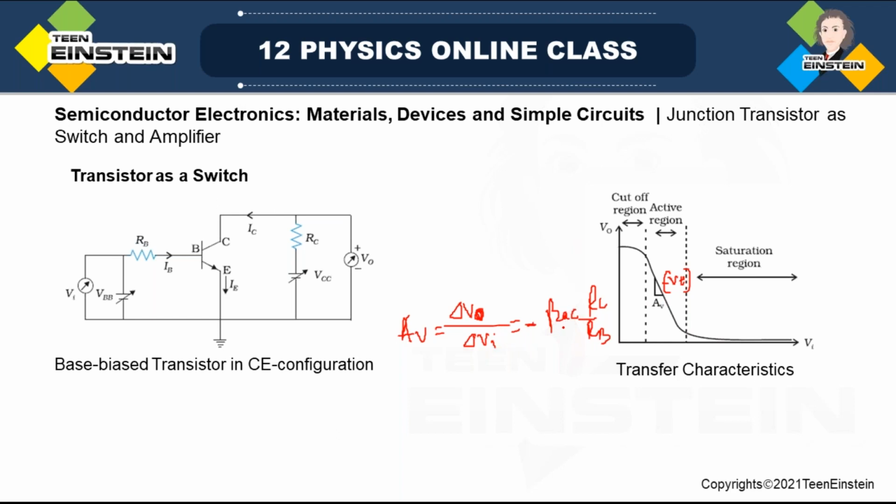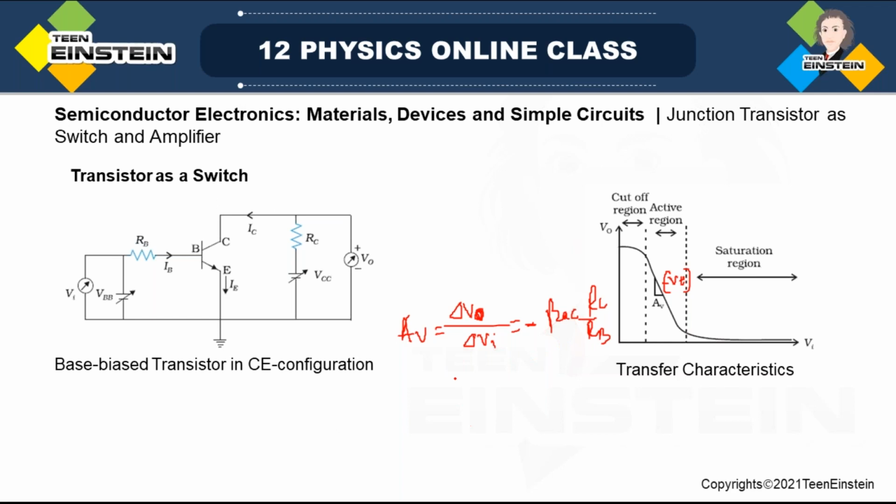Now beta AC, that is delta IC by delta IB, and this is RC by RB. These are external component resistances. These have nothing to do with the transistor. So these are peripheral resistances or circuit elements. If you know beta AC and these outer resistances, you can understand what is called the small signal voltage gain.